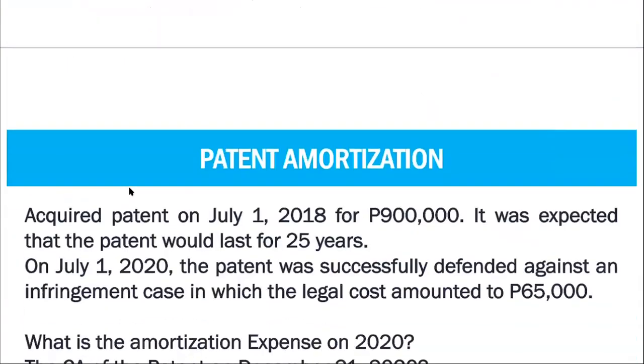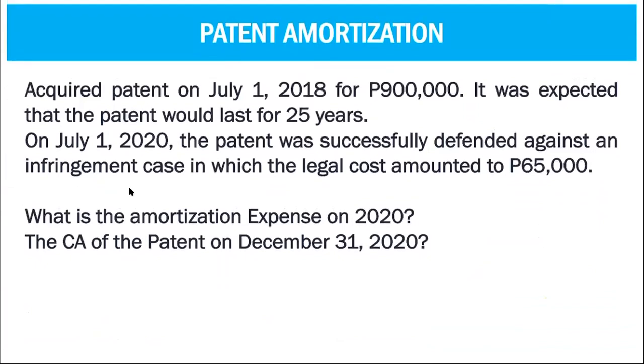Let's proceed and have an example of a patent amortization. Acquired patent on July 1, 2018 for 900,000. It was expected that the patent would last for 25 years. On July 1, 2020, the patent was successfully defended against an infringement case in which the legal cost amounted to 65,000. What will happen to your legal cost? The legal cost is an expense. Okay?